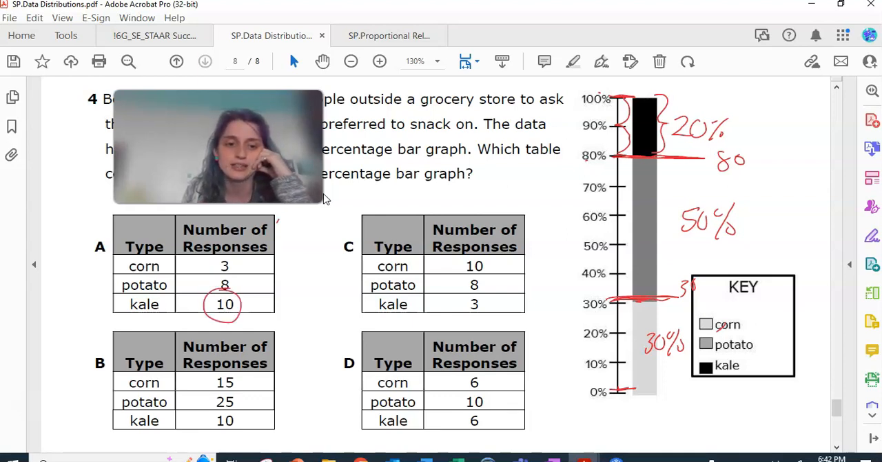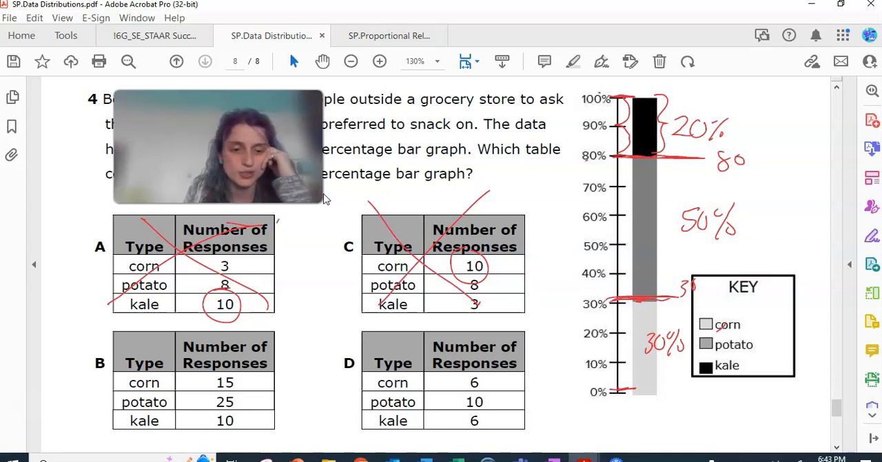In part A, the biggest number is kale, which is not potato chips. The biggest number of people did not vote for kale. In C, the biggest number is corn, which is untrue. Corn was the middle option, not the most popular, not the least popular.